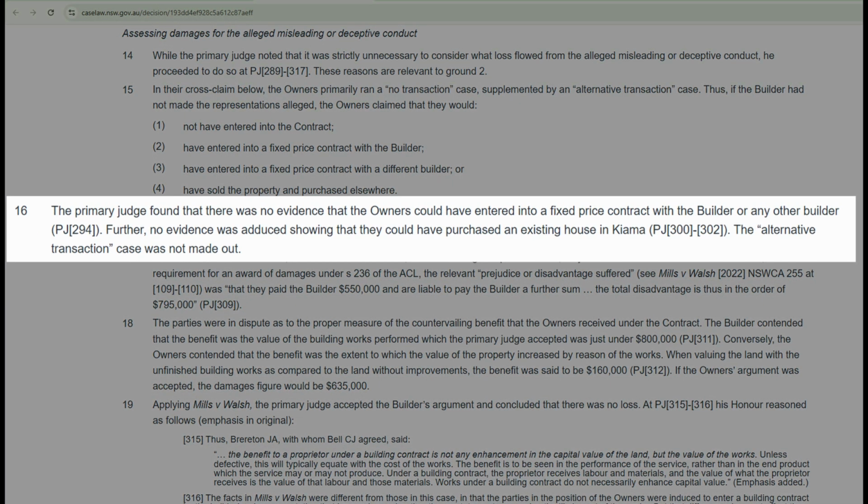Very reasonable proposition. But we see that's a gap in the way the applicant has run the primary proceeding. It's noted in the appeal judgment that no evidence was adduced at first instance that the owner could have entered an alternative contract for the construction of the home or otherwise sold the property and purchased a house in Kiama. We see that in paragraph 16 of the decision. That would have been key to demonstrating damages. Yeah, important point. The original judge preferred the builder's recollection of the events that went forward. However, fascinating.